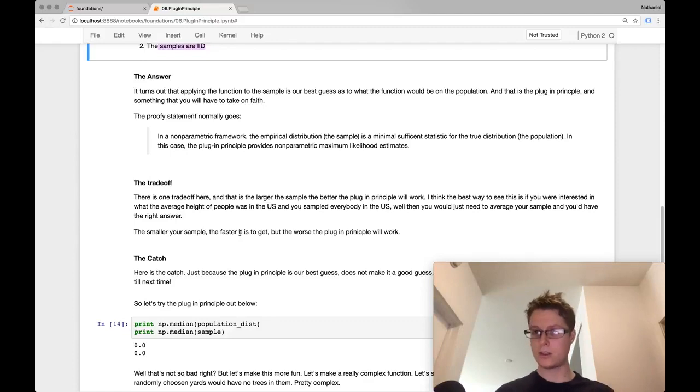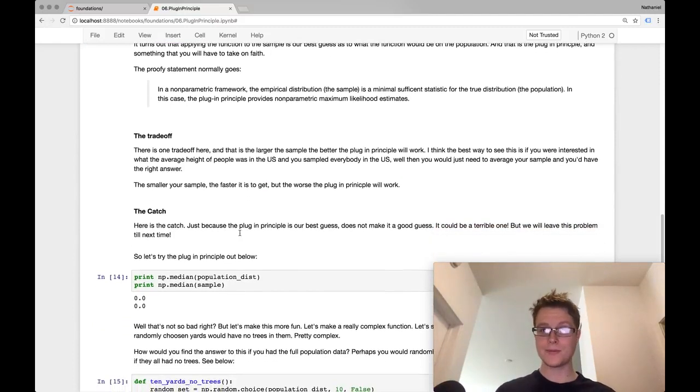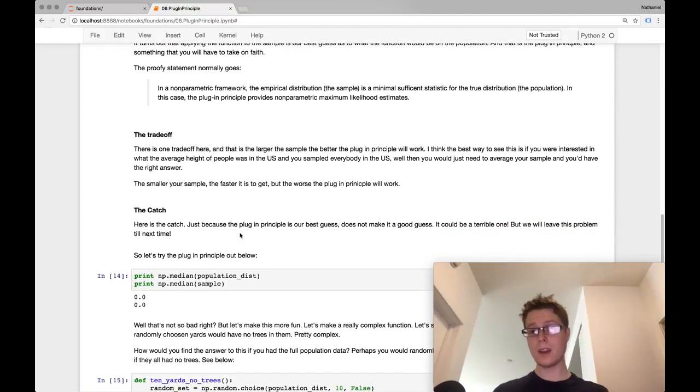So that's first. Second, this is the big catch. While the plug-in principle may be your best guess, it does not mean that it's a good guess. This is somewhat unintuitive, but it's just one of those things: sometimes you just can't know much. So even though you know what your best guess is, that best guess might be a terrible one. Okay? That's the big catch of the plug-in principle.